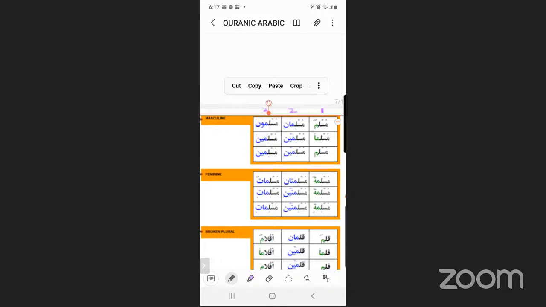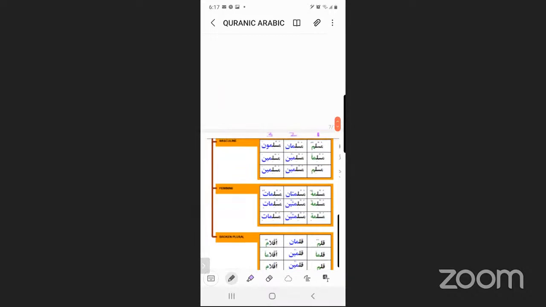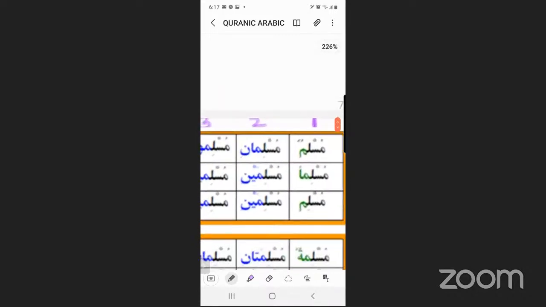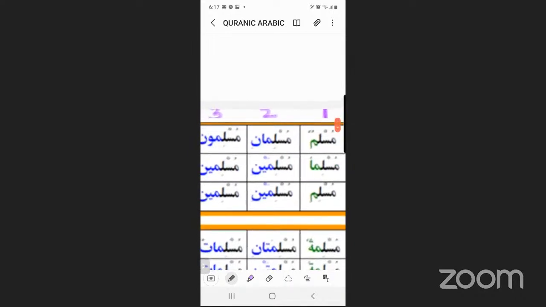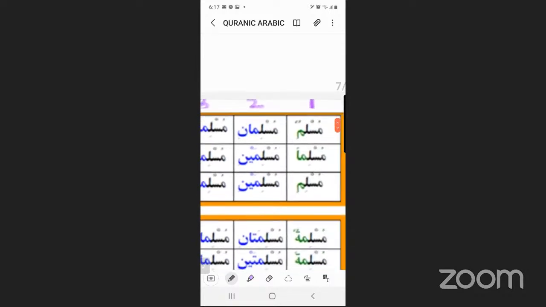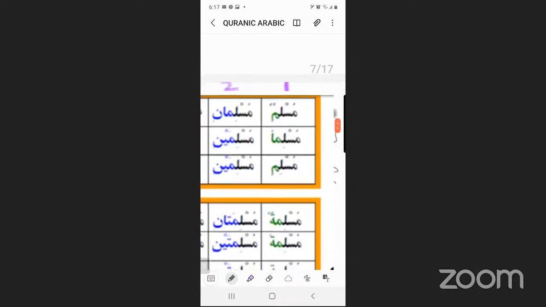So masculine, if it's one masculine male, the rafa state is Muslimun. I'm going to make it bigger. Rafa: Muslimun, Muslimani, Muslimuna. If it's nasab: Musliman, Muslimaini, Muslimina. And if it's jar: Muslimin, the dual is Muslimaini, same, and then Muslimina for the more.